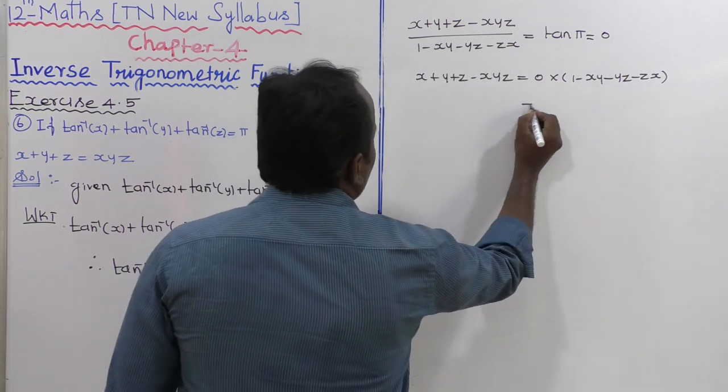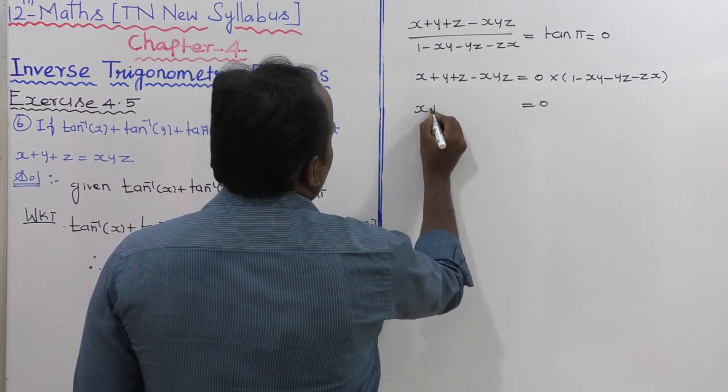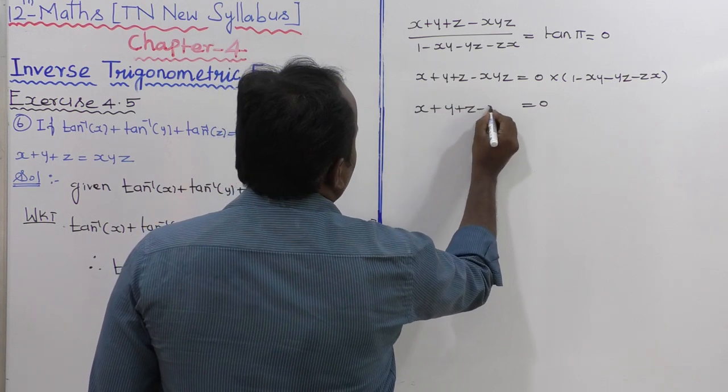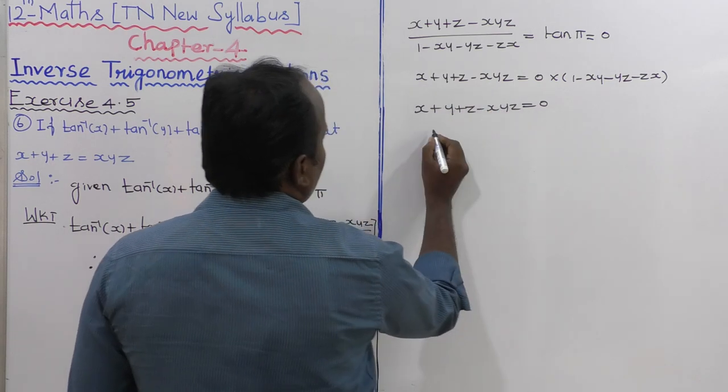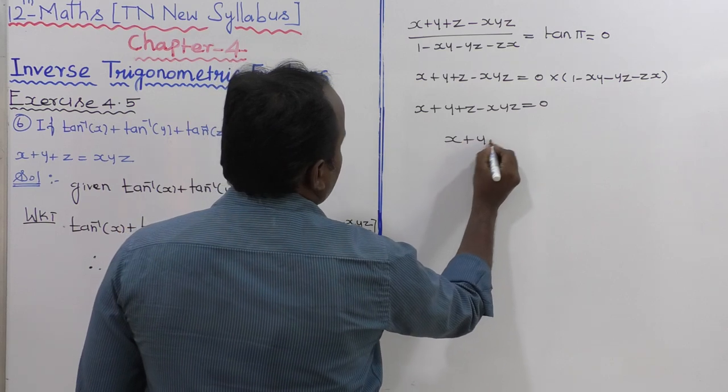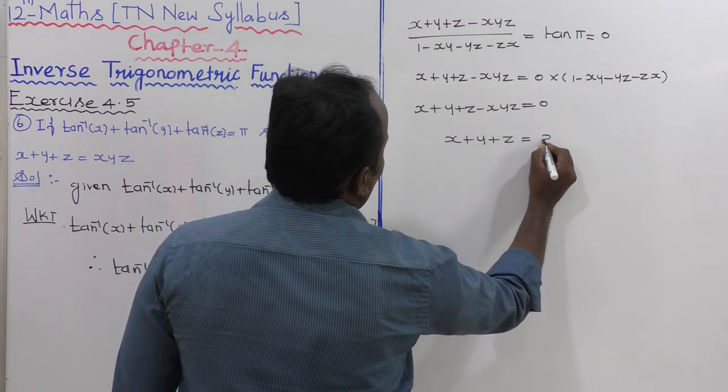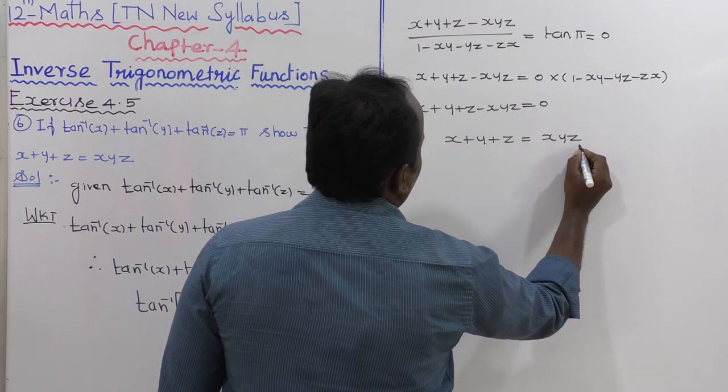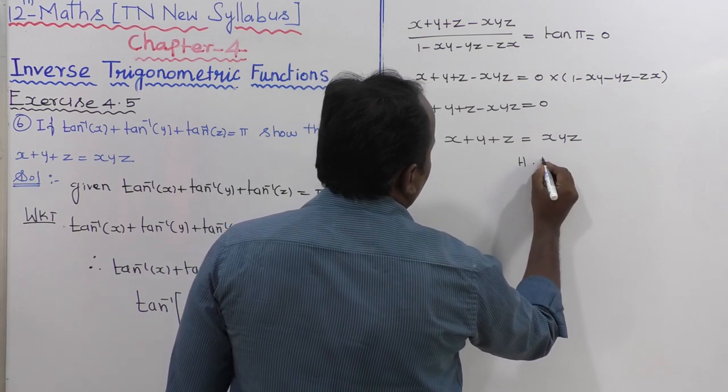So 0 times this term is equal to 0. Now x plus y plus z minus xyz is equal to 0. Now x plus y plus z is equal to xyz. Hence the result.